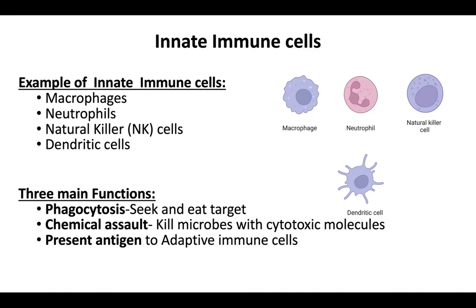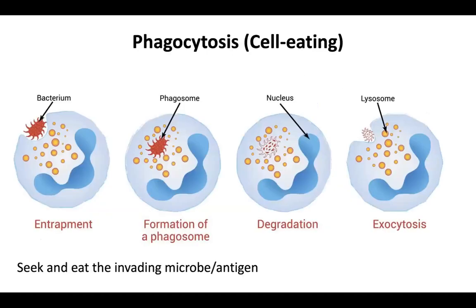But the big thing is that the innate immune cells can be divided into three main functions that they do, which include phagocytosis, or releasing of the chemical to kill the microbes, or presenting the antigen to help stimulate the adaptive immune response. And we'll go over each one of these functions, starting with phagocytosis, which is literally translated from Latin for cell eating.